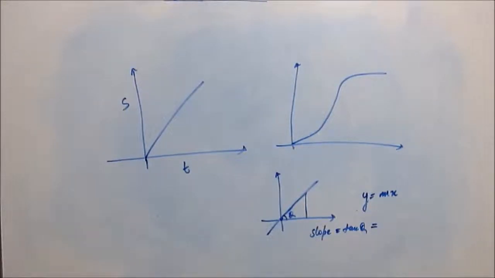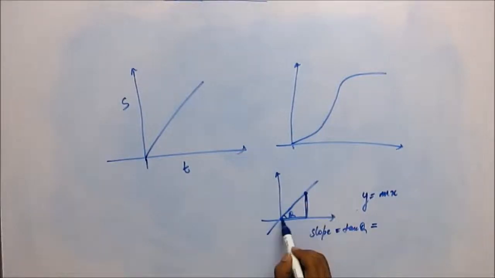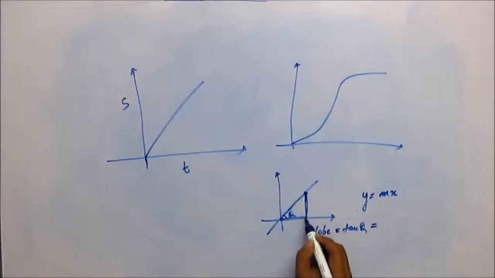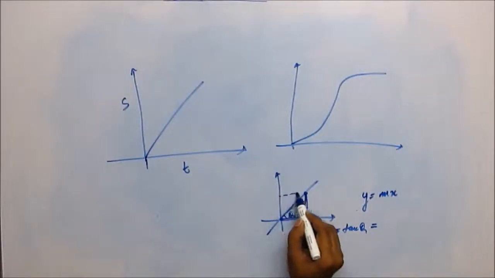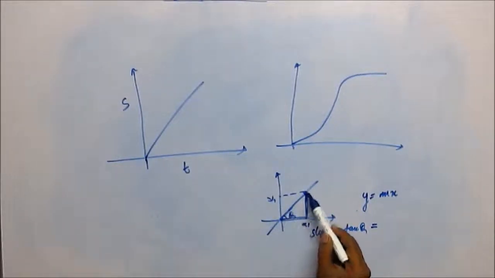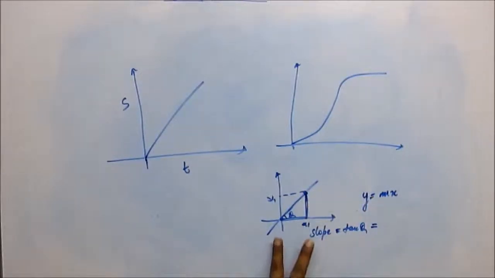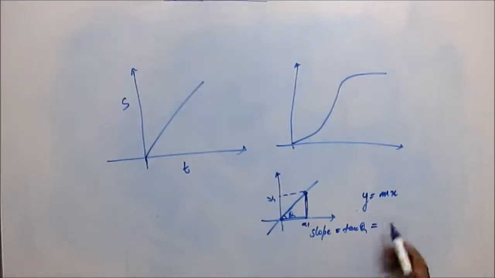And tan theta, if we know basic trigonometry, is perpendicular upon base. Perpendicular is this, base is this, right? That means we are looking at this point. At this x, this is the y. I mean, suppose this is x1 and suppose this is y1, and this point is lying on the curve. So if I'm looking in this triangle, this perpendicular is nothing but y1 and this base is actually x1. So this tan theta is y1 upon x1, and this point is lying on the graph, it's lying on the line, it's lying on the curve.